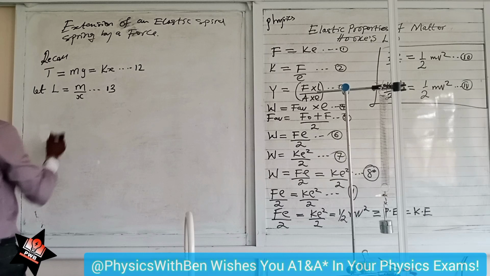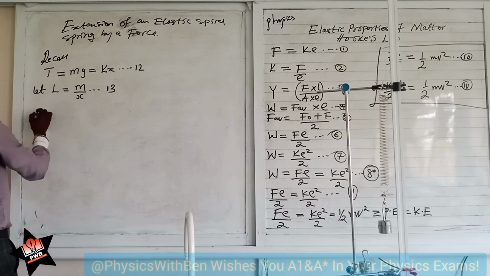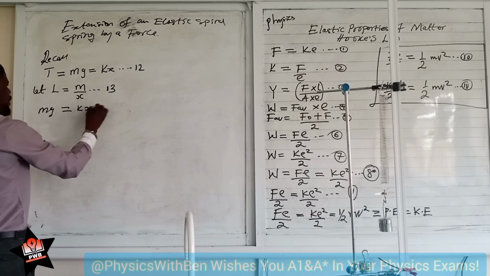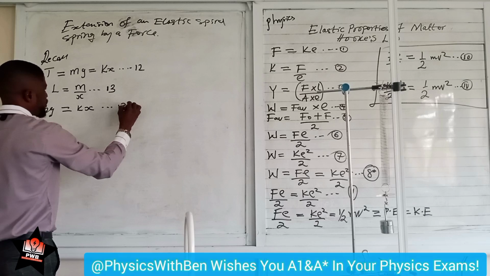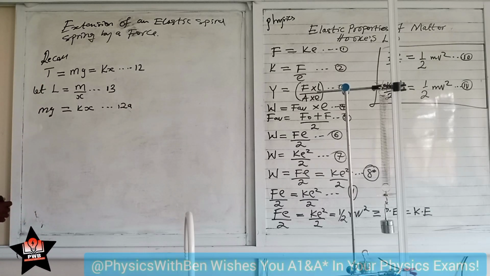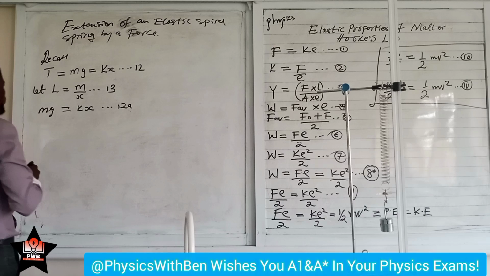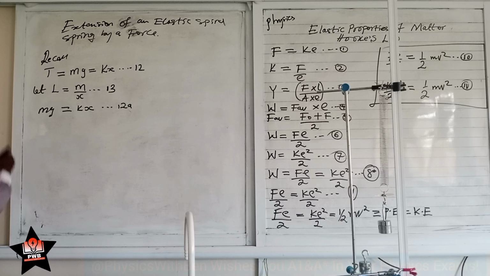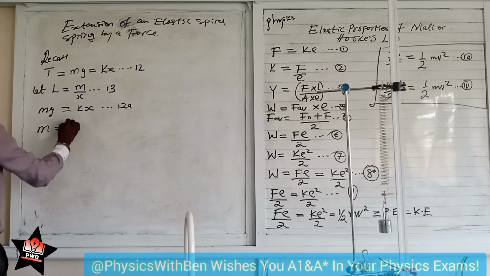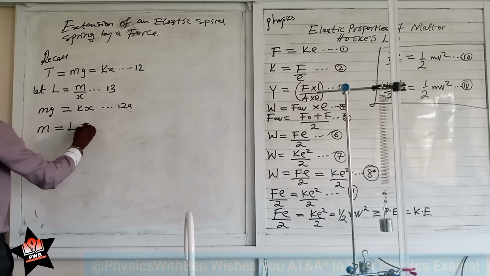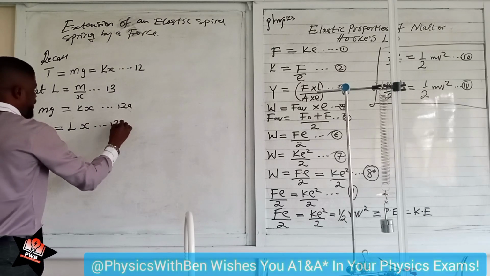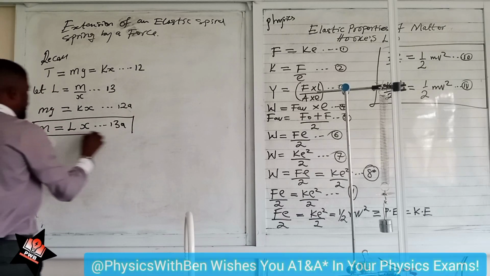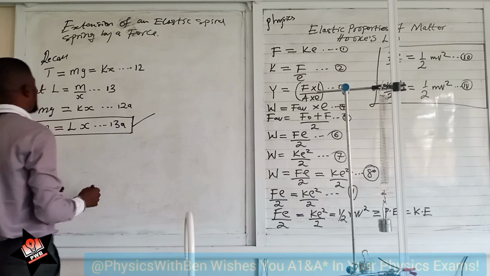So from equation 12, we can write that mg is equal to kx. Call this equation 12a. Now, equation 13 can be written as follows: m is equal to Lx. Call this equation 13a. Equation 13a is a very, very important equation that will be used in our next video.